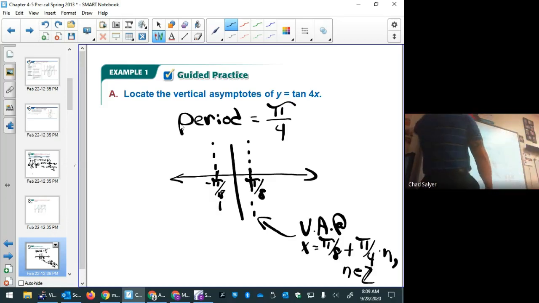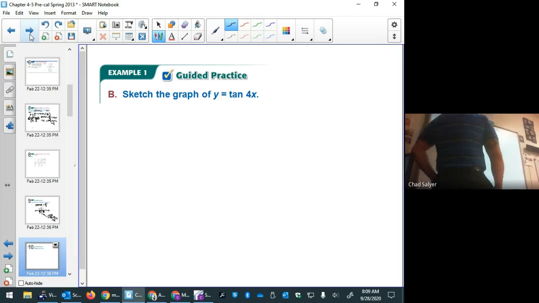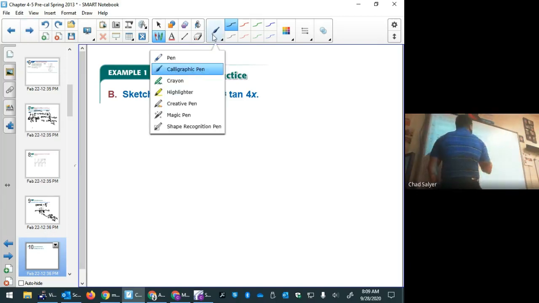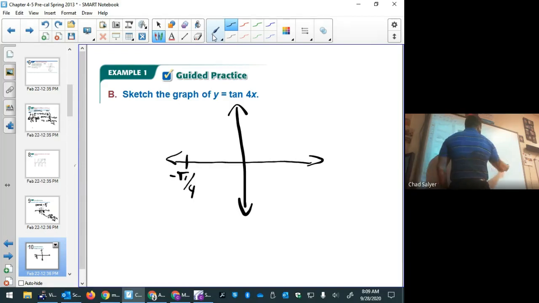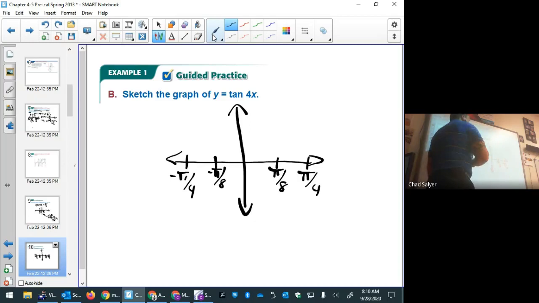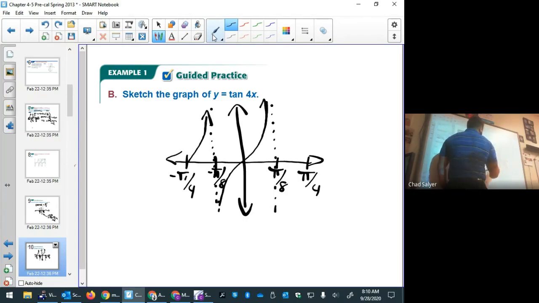That's a comma. Okay, so sketch the graph of the tangent of 4x. Well, we know from that, this is the same one from the previous example. The period is pi over 4. Notice how I'm just doing the same graph over and over again and re-indexing the x values? That makes it the simplest thing in the world. So if you get your x values right, you can do that.